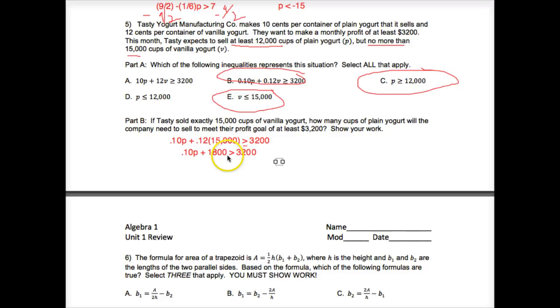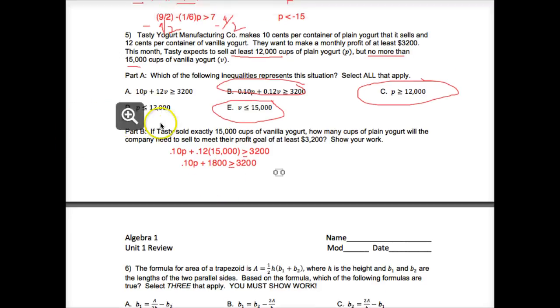Next, I'm trying to solve for P, so I'm trying to get it alone. So the next thing I need to do is to subtract the 1,800 on both sides. So subtract 1,800 on the left, and then do the same thing on the right side. So when I do that, that means all I have on the left is the 0.1P. On the right side, then 3,200 minus 1,800 gives me 1,400. So 1,400. Final step then is going to be to divide both sides by 0.1. That'll get my P alone.